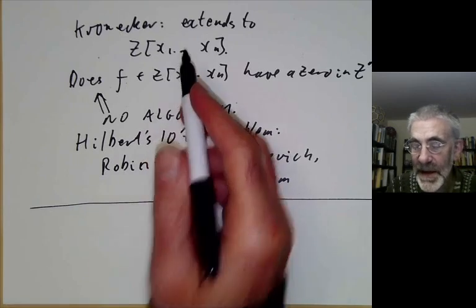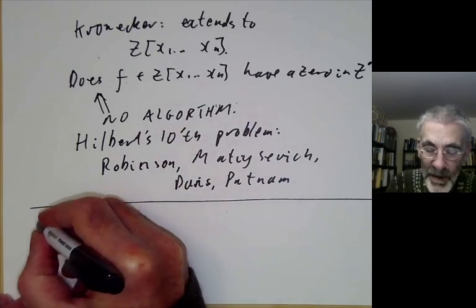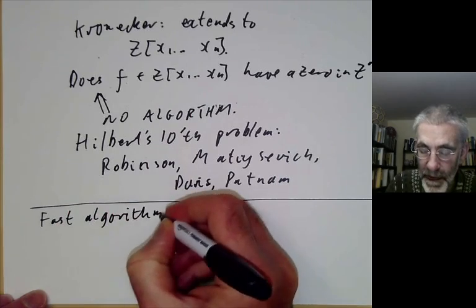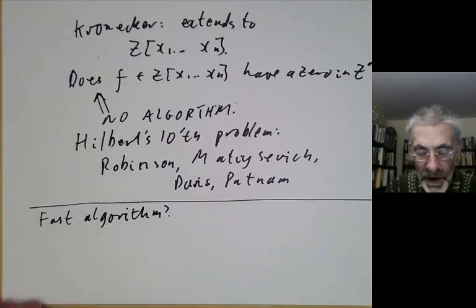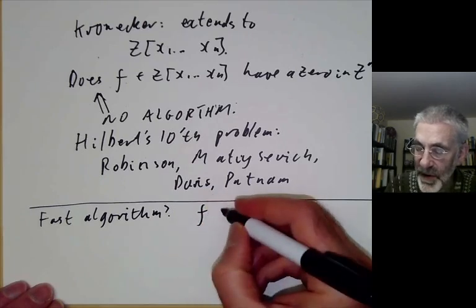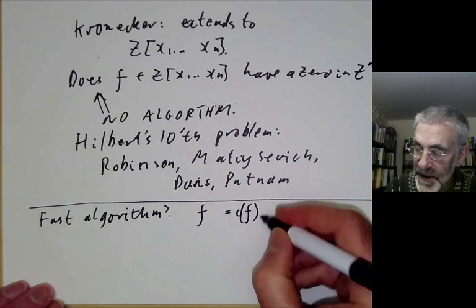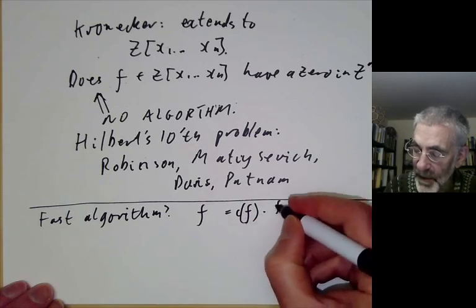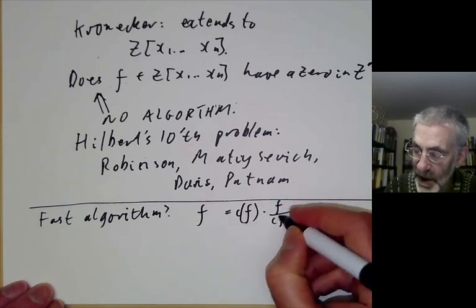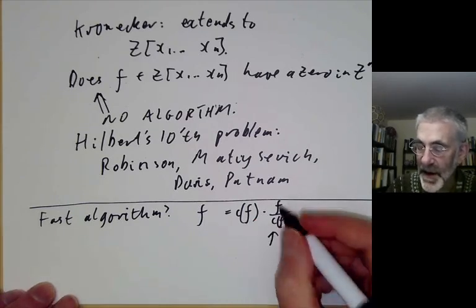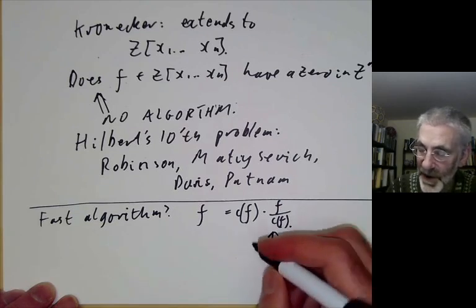As we said, Kronecker's algorithm is really slow. We can ask, is there a fast algorithm? And the answer is sort of. If we've got a polynomial, we can write f as its content times a polynomial with coprime integer coefficients. And there's a fast algorithm for factorising this bit of it, the polynomial with coprime integer coefficients.